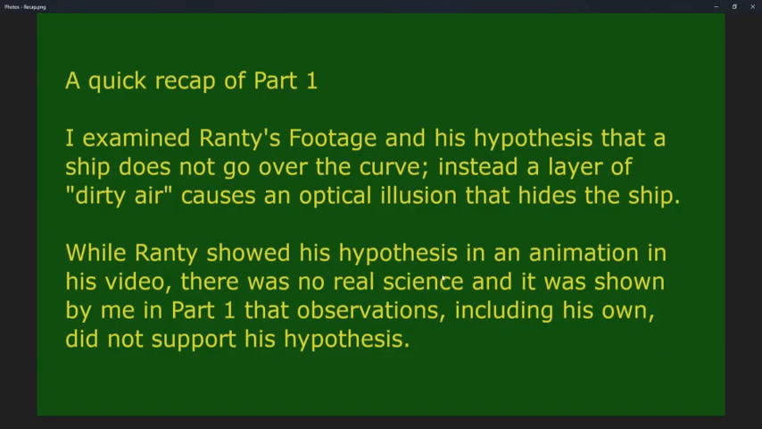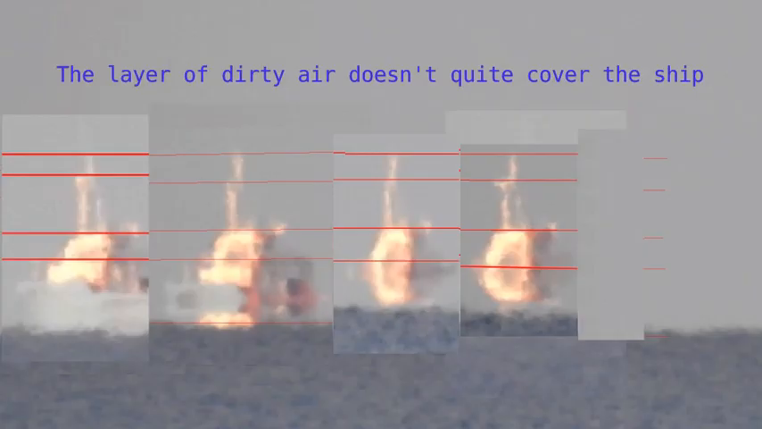So the flatties refuse to acknowledge that a ship can go over a curve, even though it's ridiculously obvious. Instead they make up excuses, like the layer of dirty air from Ranty. I've shown that it's more like a layer of bollocks, so we'll continue with that.